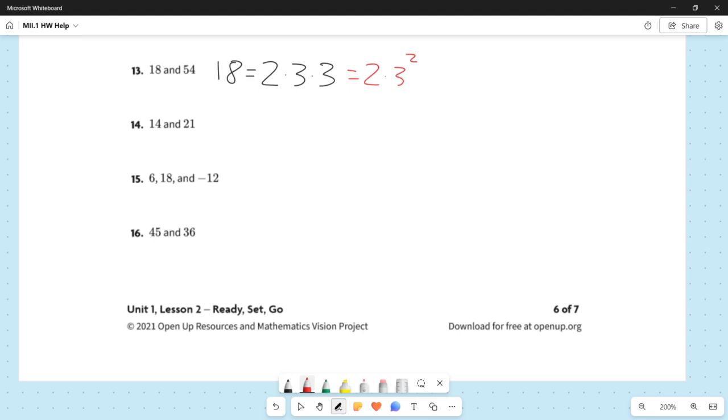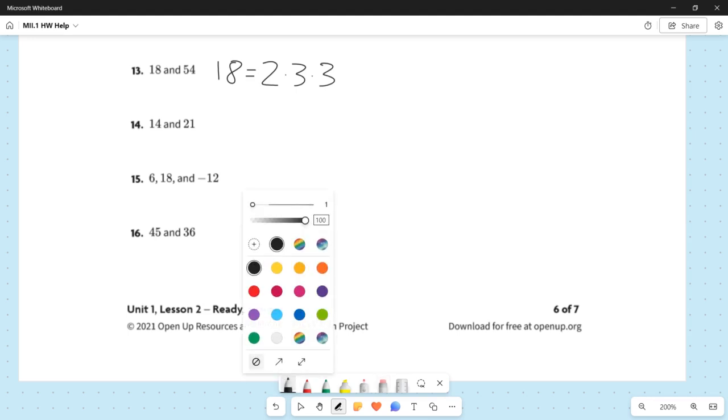Obviously, these are the same thing, but we're going to leave it as individual factors. We're not going to use exponents in this context, so I'll just go ahead and erase that because we're not going to be writing it in that form for this specific problem.